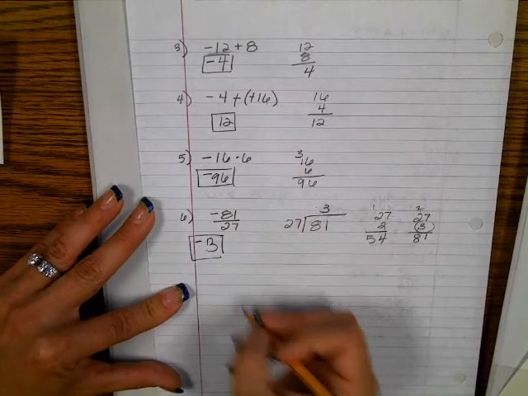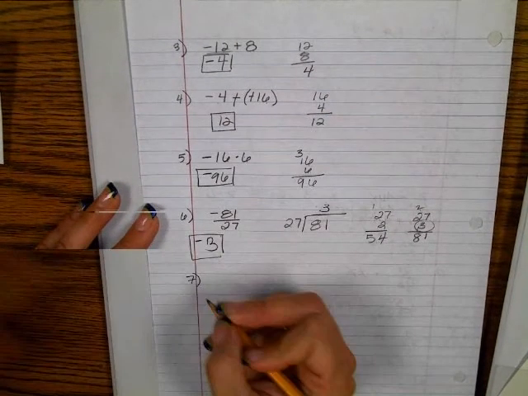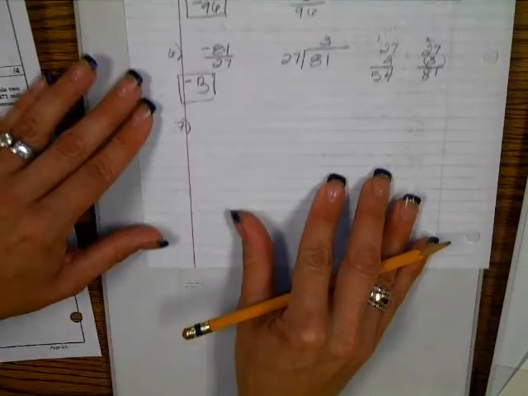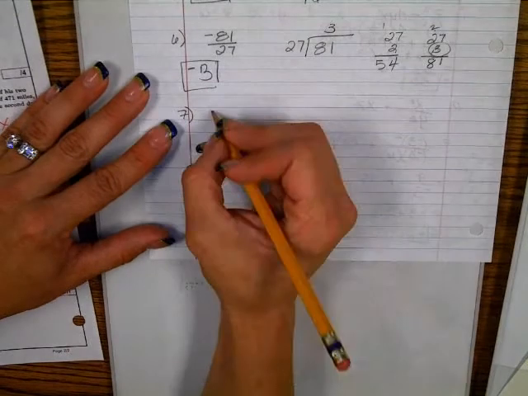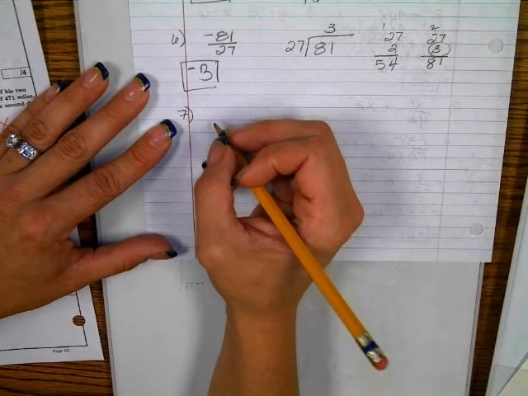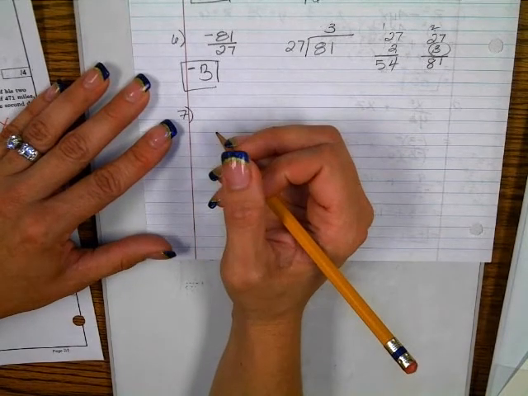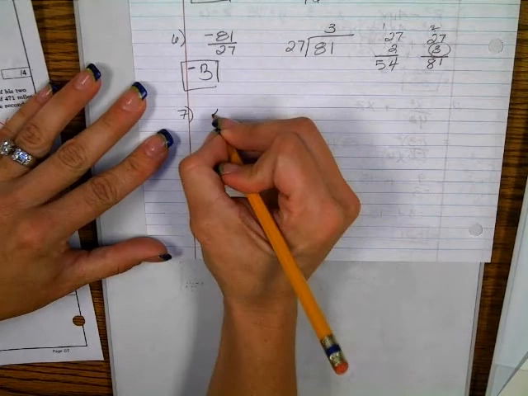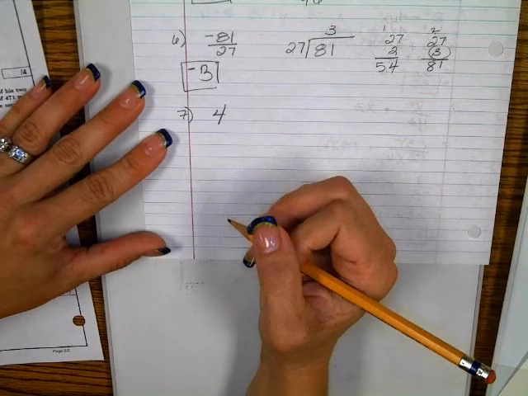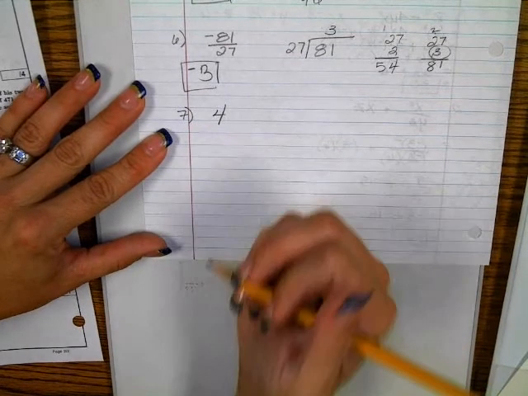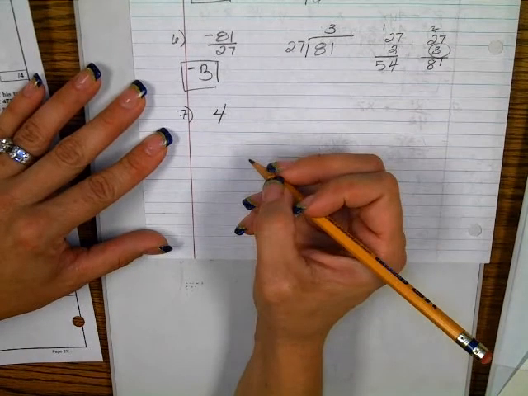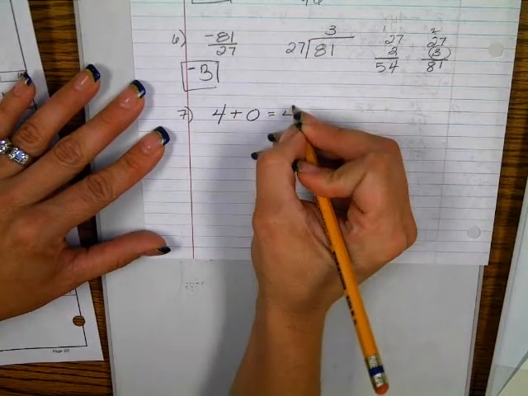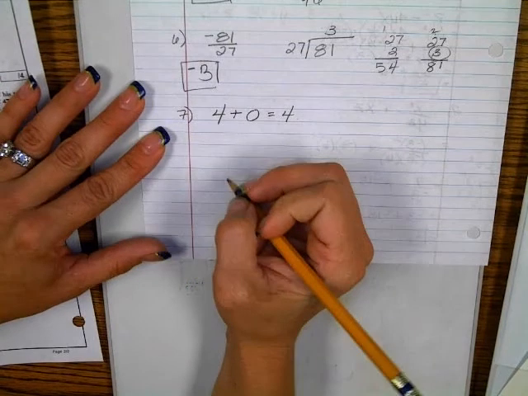Okay? Number 7 said the identity property of addition. So identity, remember, says that you don't want that number to change, and it's the property of addition. So if I have the number 4, what can I add to 4 to make it stay 4? Nothing. I can't add anything to 4 if I want it to stay. So if I'm adding nothing, I'm adding a 0. So this is a sample of the identity property of addition.